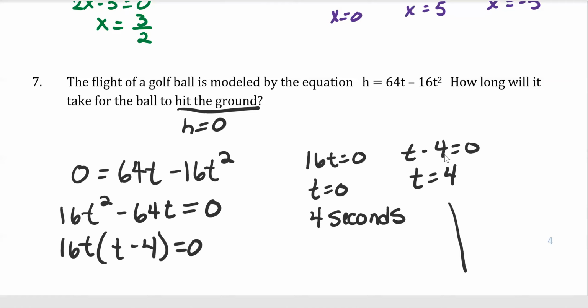Again, this should make sense. If we sketch a picture, at time 0, you're at 0, 0, the ball goes up, the ball comes down, and it takes 4 seconds for that to occur.